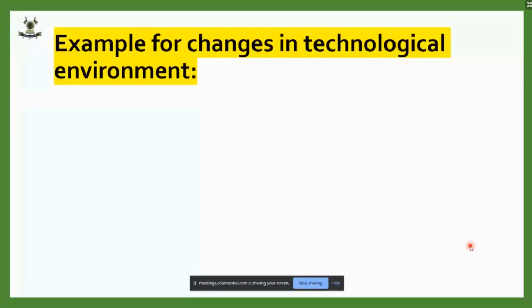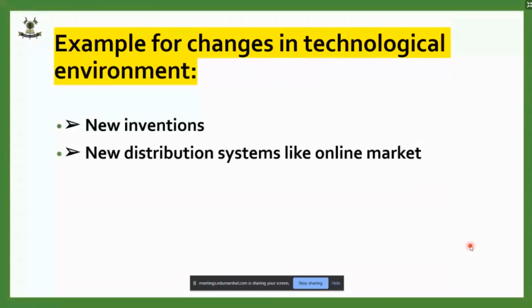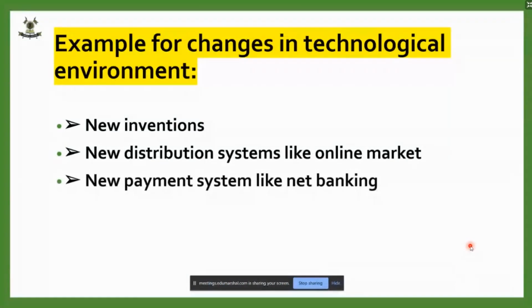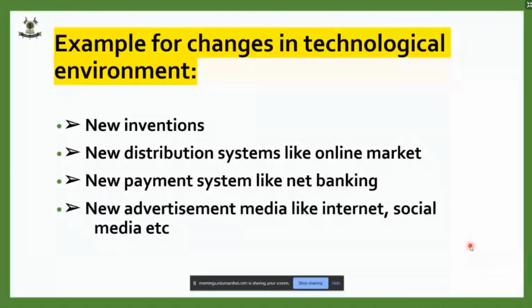But what are the words or examples which we talk about for the technological environment? New inventions, distribution systems these days, online markets have come into being, net banking is coming, payments are being made by net banking, advertisements are being done on the internet and social media. These are the examples, these are the words which are going to help you identify the technological environment. They give you the indication that this is a change in the technological environment.